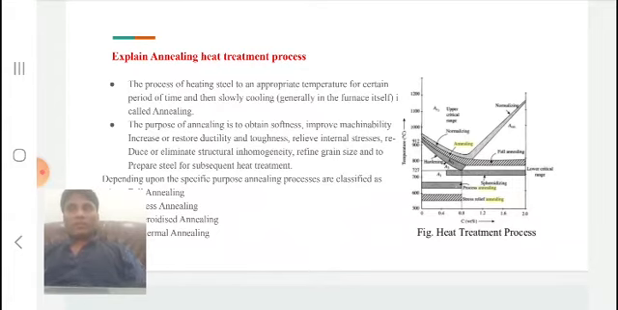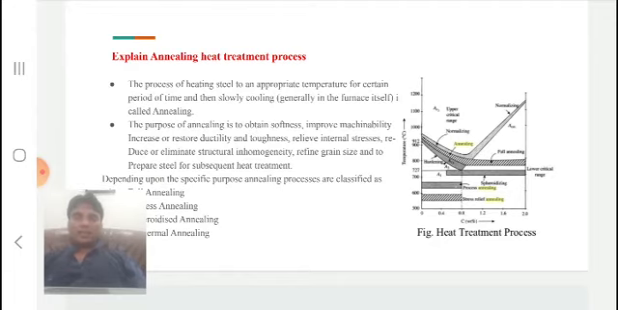And if I cool it in still air by removing the steel from the furnace and putting it in open air, then it is called normalizing. And if I directly take the component out of the furnace and quench it in water or any liquid bath maintained at certain temperatures, then it is called hardening or quenching. The purpose of annealing is to obtain softness. So annealing is the first type of heat treatment process, that is, cooling in the furnace itself.